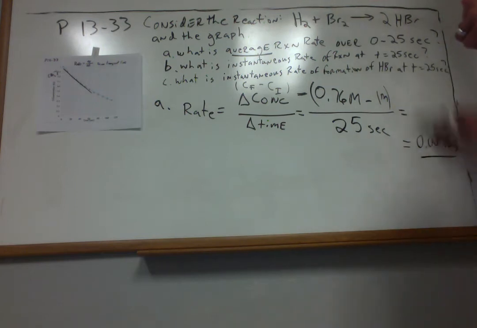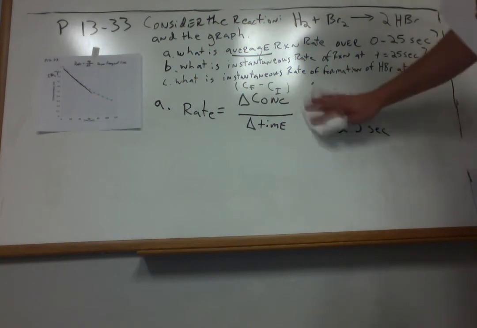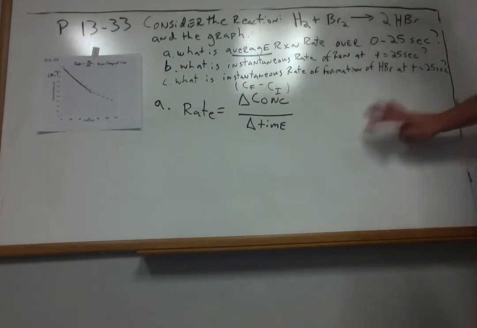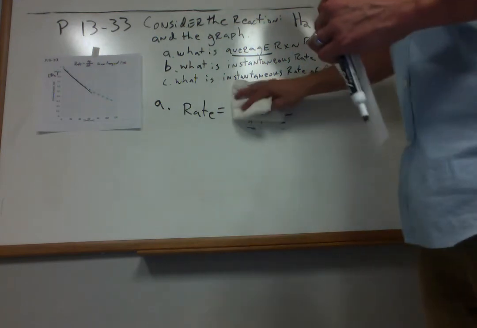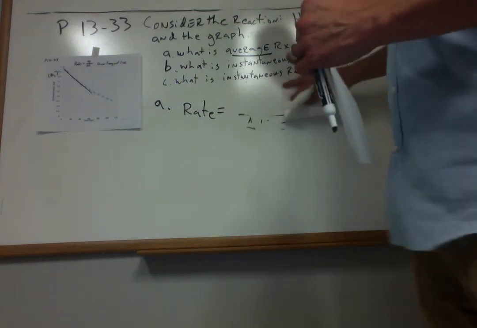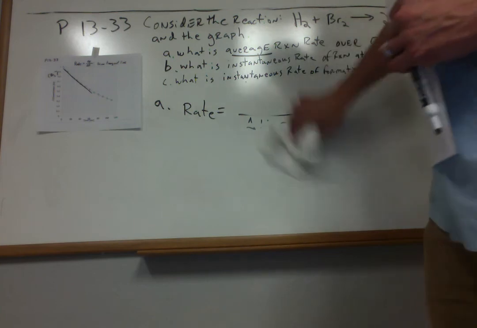In part B, I want to know the instantaneous rate at a particular point, a very specific point in time. In other words, if I could take a snapshot of the rate at 25 seconds in this case, right, what would that rate be?